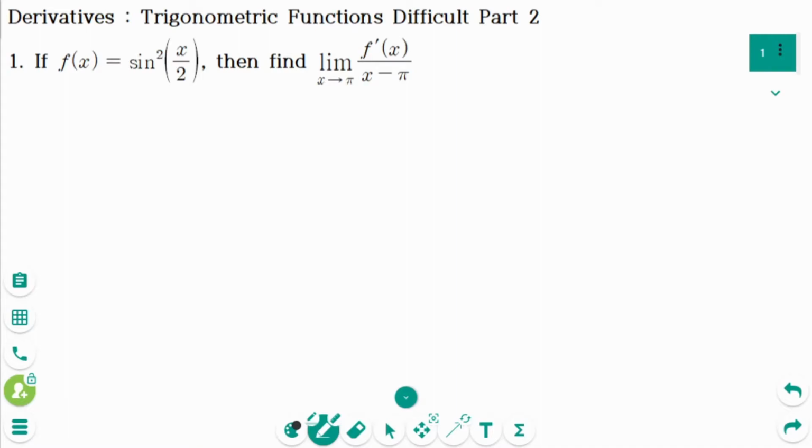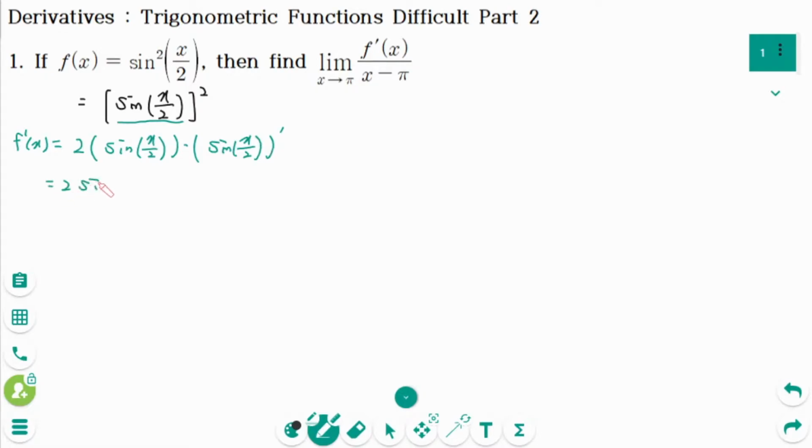This video will cover difficult part 2 questions regarding the topic of derivatives of trigonometric functions. Number 1: f of x equals, we can rewrite as, sine of x over 2, squared. Think of it as u equals sine of x over 2. Then f prime of x equals, the derivative of u squared is 2u times u prime. The inner function is sine of x over 2.